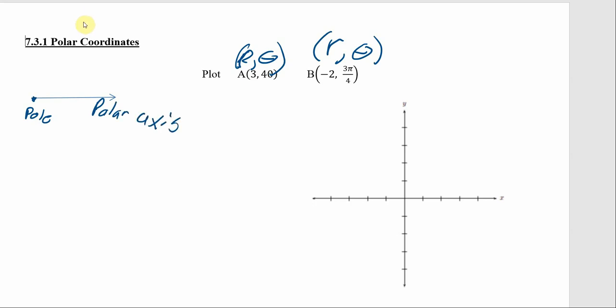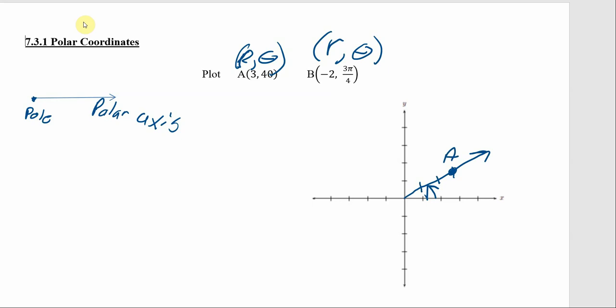All right, so in order to plot a point, we simply go to 40 degrees. So from here, we go to the positive direction, 40 degrees. And we just simply go out 3 units then. 1, 2, 3. So that would be point A.